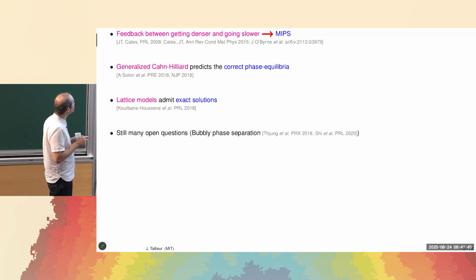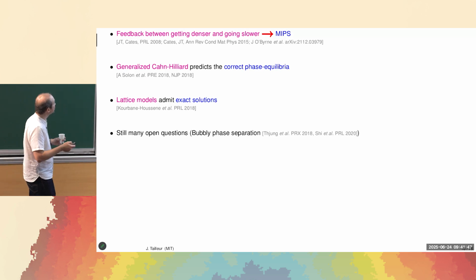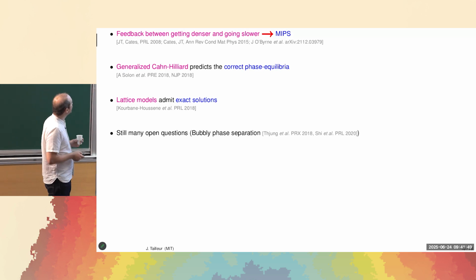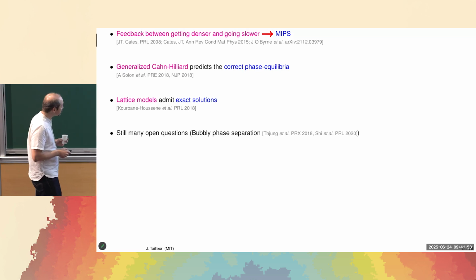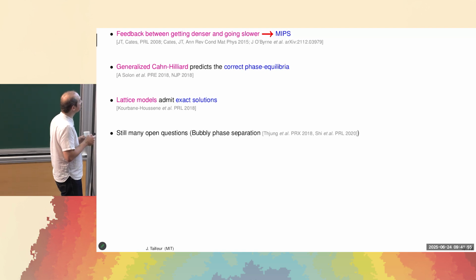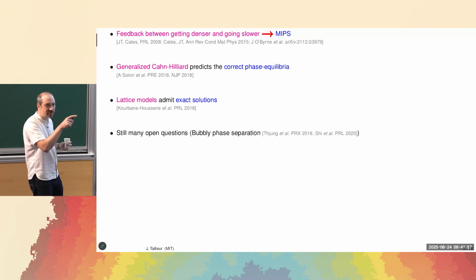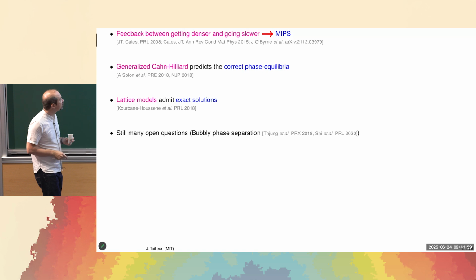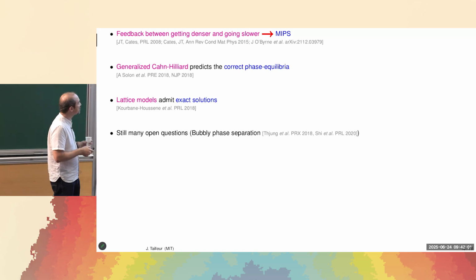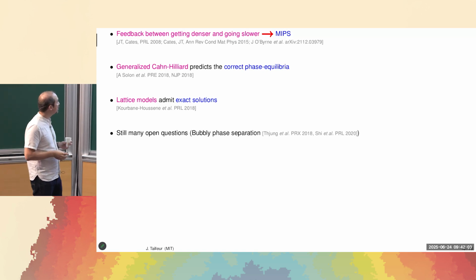There are some models for which we have exact solutions, which is always nice because that guides us into the darkness of non-quantum physics. But there are still many open questions, and in particular, yesterday somebody asked me about the voids inside these dense droplets, and I think that there's lots of interesting physics that still has to be understood.